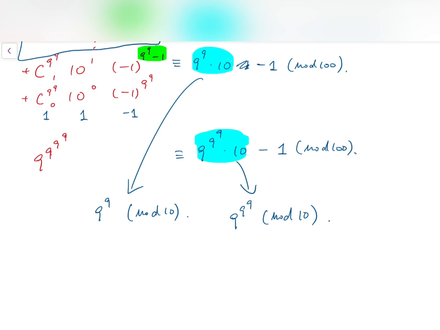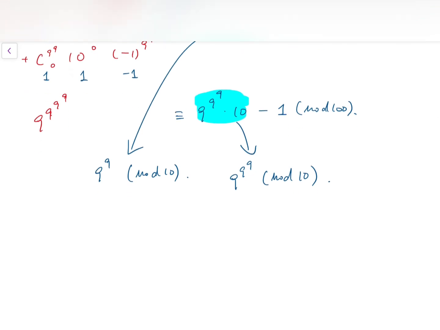But that's much easier because when we look at powers of 9 mod 10, there's a very simple periodic sequence. Starting from the first one, the last digit is 9, the next one is 1, and then it repeats itself. And so that only depends on the parity of the exponent. And because 9 and 9 to the power 9 are both odd, both are congruent to 9 mod 10. And so there we have our desired result.